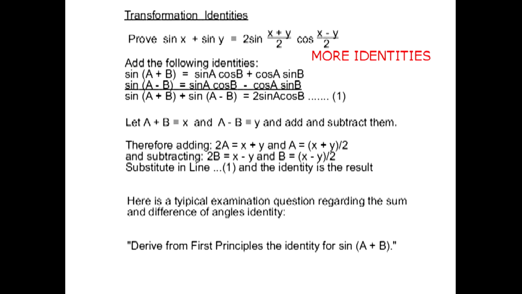Now we will subtract those two identities up at the top. And when we subtract them, we end up with 2 angle b, and that'll be equal to small x minus y, and capital B equals, therefore, bracket x minus y divided by 2. These lines are all about angles. If we substitute this information in line 1, then the identity is the result, which is sine x plus sine y is equal to 2 times the sine of the sum of x and y divided by 2 multiplied by cos of the difference of x minus y divided by 2. That, therefore, solves the identity that we started out to prove.